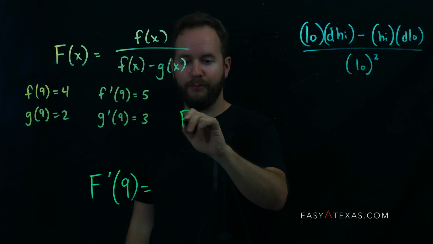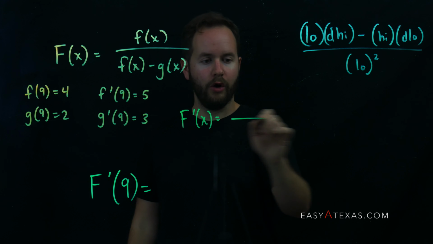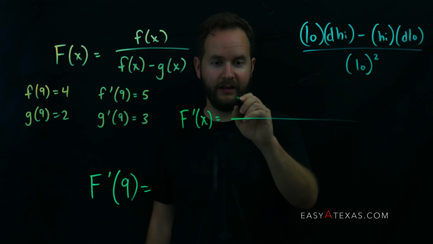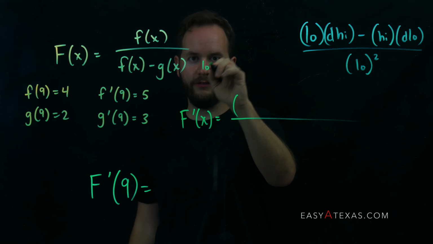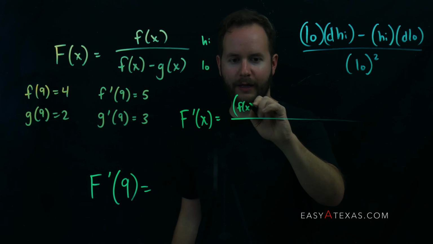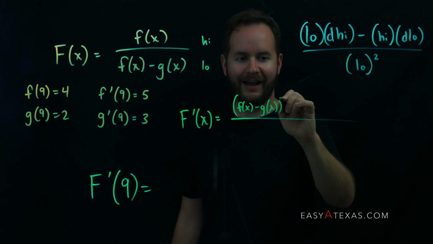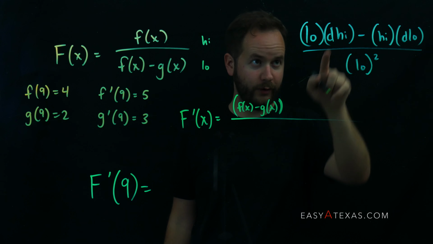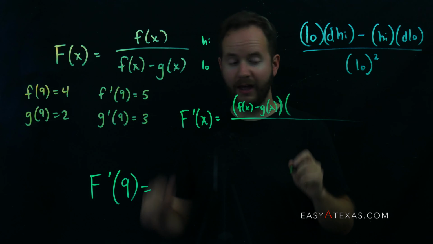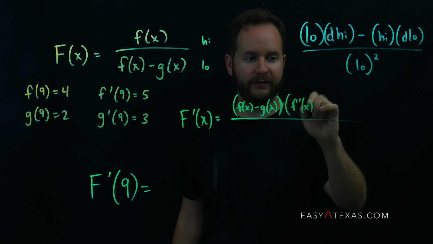So big F prime of x will be low, first off we need a giant fraction bar, low d high. What I mean by low is the thing that we see on the low side of the fraction bar. So this is low and this is high. Low would be f of x minus g of x. D high would be the derivative of the high function. So when I say d high, that means the derivative of the high function. Well, the derivative of the high function, the derivative of f, is just f prime of x.